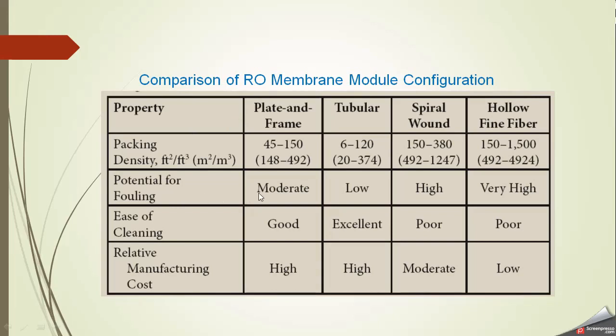Potential for fouling is low in tubular, high in spiral wound, and very high in hollow fiber. Ease of cleaning is good, excellent and poor, and relative manufacturing cost is moderate. So after comparing these things, the easiest is the spiral wound module, and these are all the comparisons.